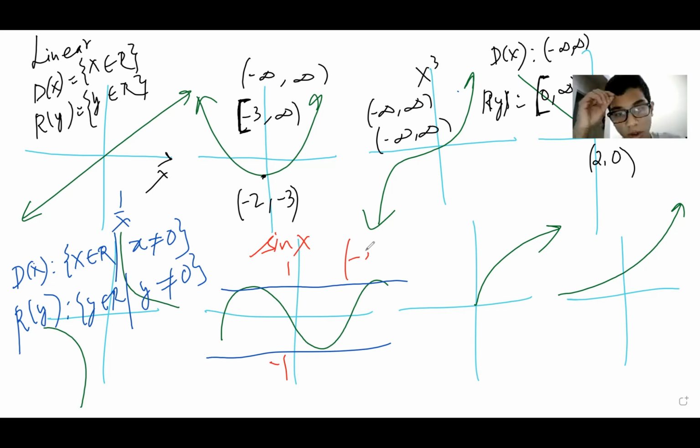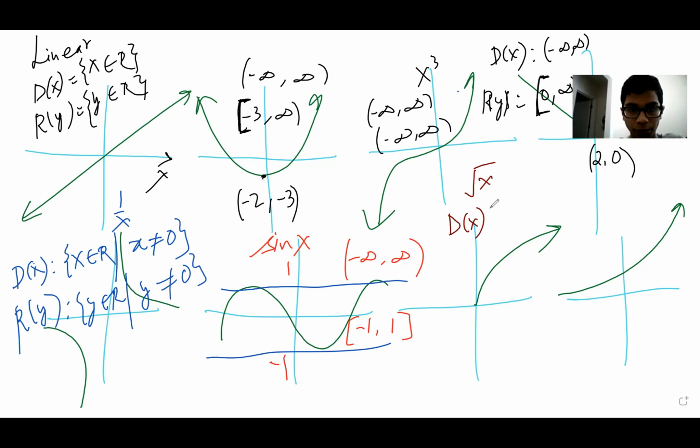The domain is just going to be all real numbers, but your range is going to be from -1 to 1. Perfect. Now we have another function, which is square root function, square root of x. Can you tell me domain and range for this function? Your range is just from 0 to infinity, and the same for your domain.